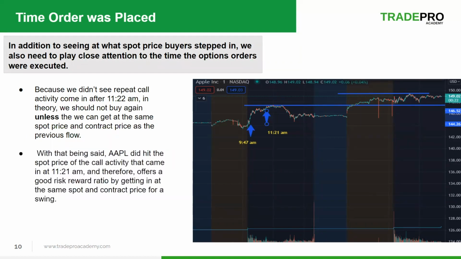So with that being said, Apple did hit the spot price of the call activity that came in at 11:21 a.m. As we can see, as the day went on, Apple went back to the spot price from 11:21. Therefore, this offers a good risk reward ratio by getting in at the same spot price and contract price for a swing.